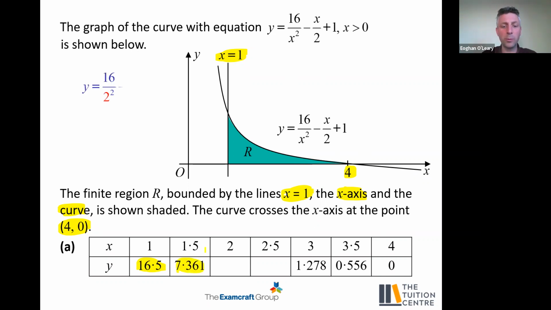7.361. So we put in 2 for x, we get 4 for y. We put in 2.5 for x, we get 2.31. And that is our table complete. So we have all of our relevant x and y values. We get 5 marks for that. So it's a relatively easy, straightforward start.